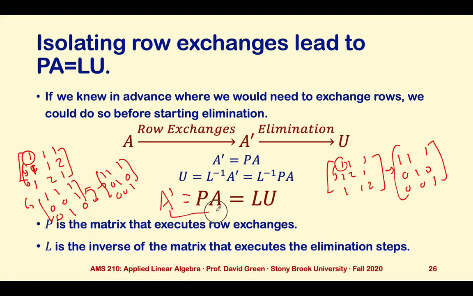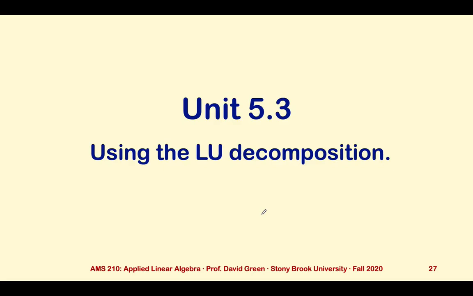So this is really the same LU generation that we did before. A prime equals LU, but A prime also equals PA. So PA equals LU, where P is the matrix that executes only row exchanges, and L is the inverse of the matrix that executes the elimination steps. It reverses the process of forward elimination.